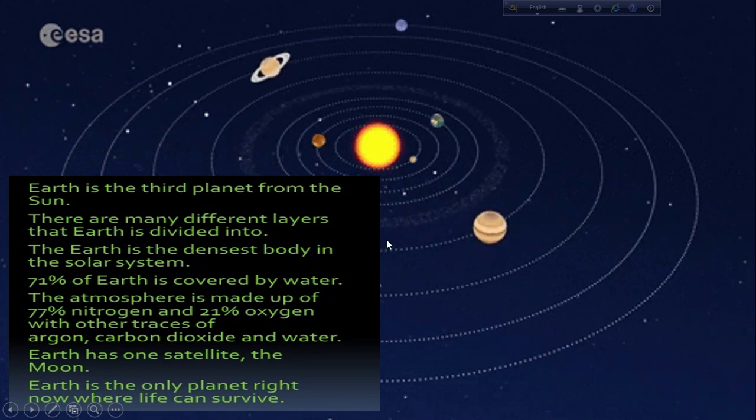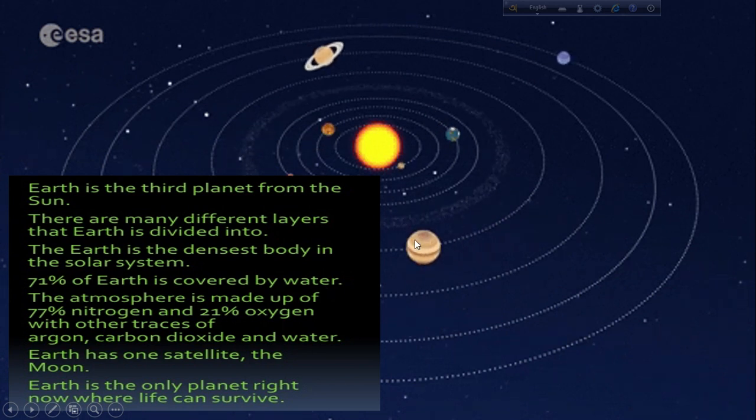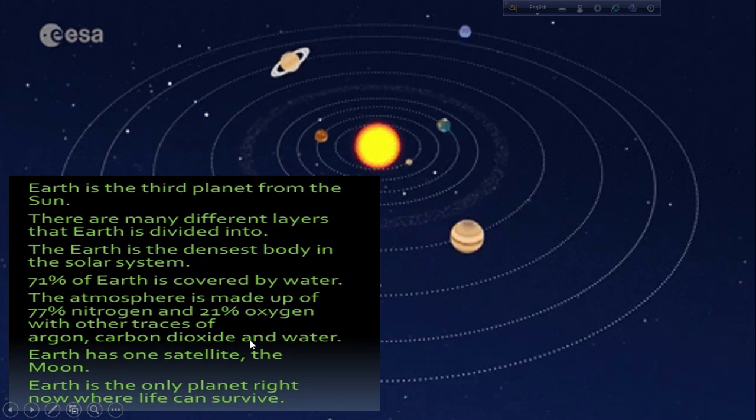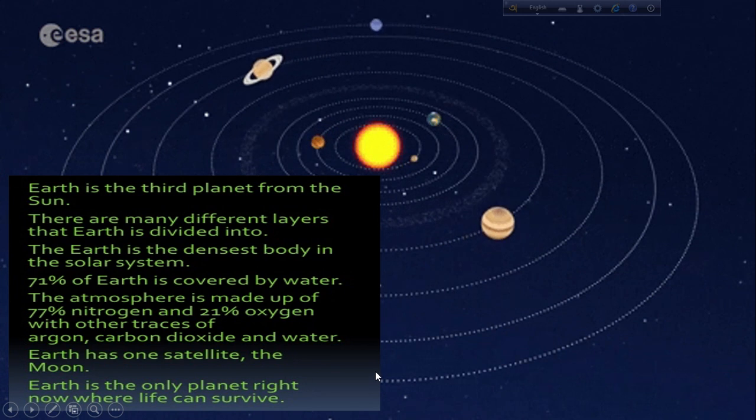There are many different layers that Earth is divided into, and the Earth is the densest body in the solar system. 71% of the Earth is covered by water, so it is known as the water planet. The atmosphere is made up of 77% nitrogen and 21% oxygen with other traces of argon, carbon dioxide and water. Earth has one natural satellite, the Moon, and Earth is the only planet right now where life can survive.